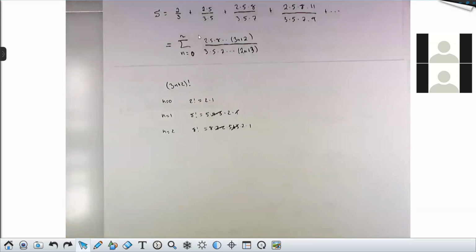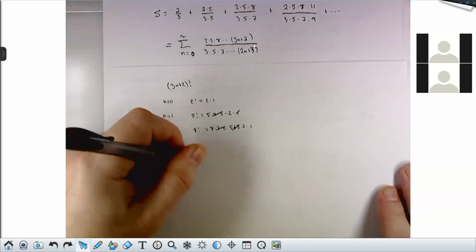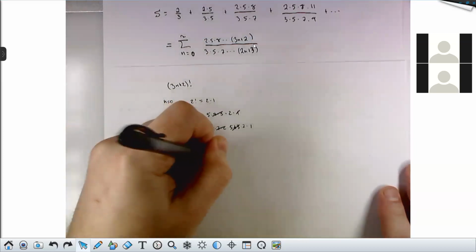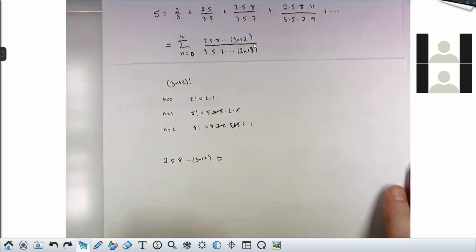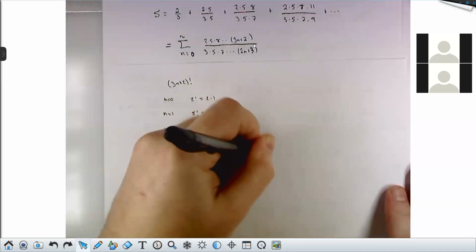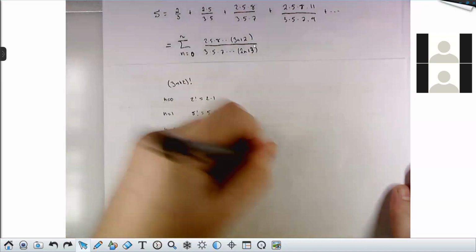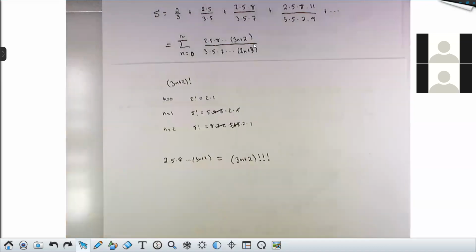Basically, the product you're looking at in the numerator here, 2 times 5 times 8 up to 3n plus 2, does have a name in terms of the factorial. This would be 3n plus 2. Is it triple factorial? Yeah, triple factorial. That's the factorial notation for it, which is very different than (3n+2) regular factorial.